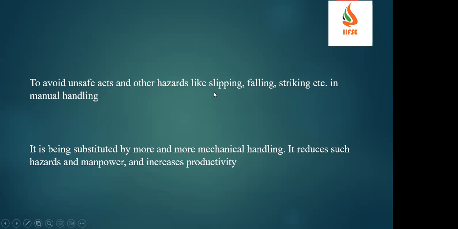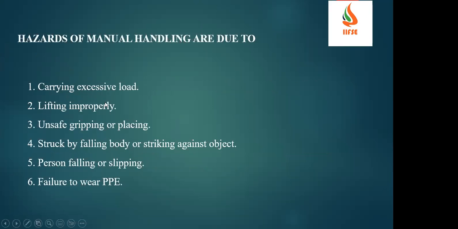Because if you see in unsafe actions, maybe a slip, trip, fall will be there, striking against the material, maybe manual handling, they may have economic issues. So many issues will be there while the material is handled by people compared with machines. We'll see what the hazards in manual material handling are.